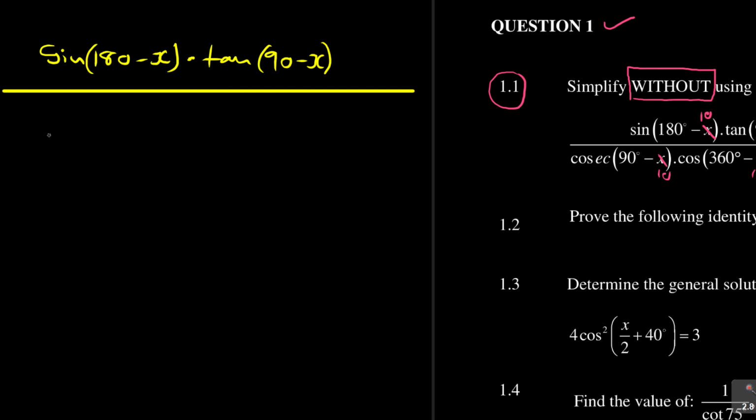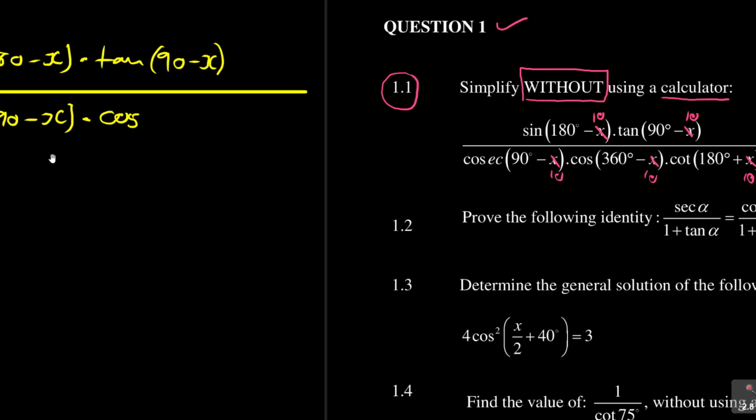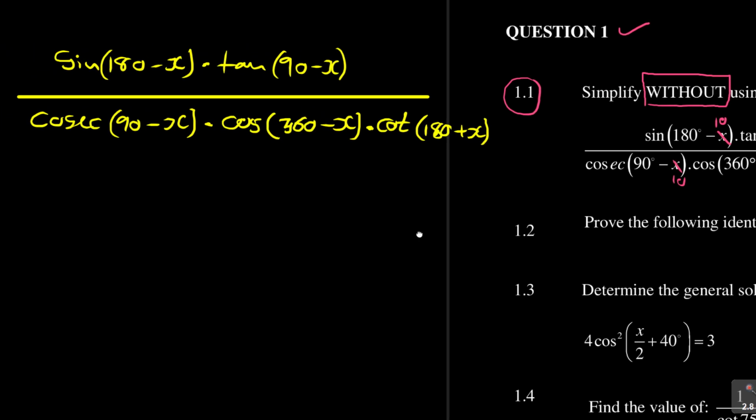Then I've got cosec 90 minus x times cos, just to be clear, it's what? Cos 360 minus x, and then times cot, so that is clear there, it's 180 plus x. So this is a bit long and everything, but it's fine.